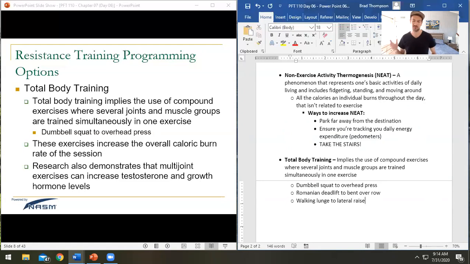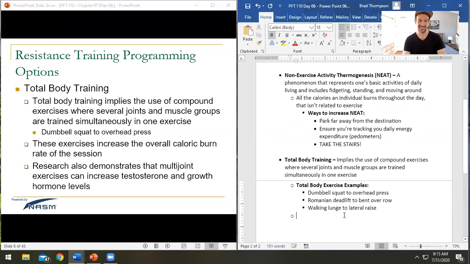That's a relatively small compound lift. The lunges are great, but these are little tiny muscles, but still, it's great. We know that total body training does so much for us, right? Not only does it increase caloric burn.